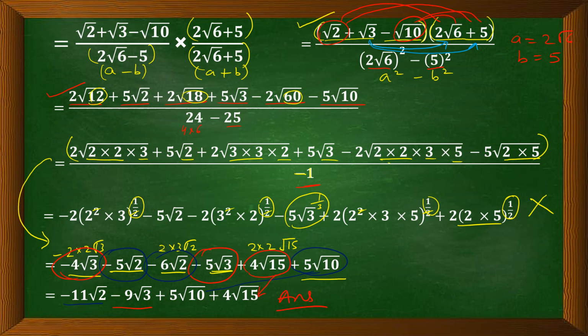This is how we have rationalized the denominator, and now the denominator is 1. So that is a rational factor, right?